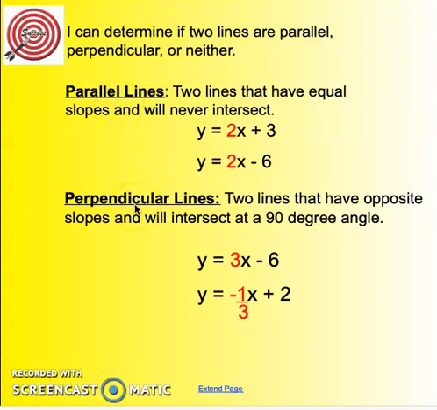Perpendicular lines are two lines that have opposite slopes, and they will intersect at a 90-degree angle. So this slope is 3 and this one is -1/3. So notice we took the reciprocal. Instead of 3/1, now it's 1/3, and then we took the opposite. So instead of positive, now it's negative.